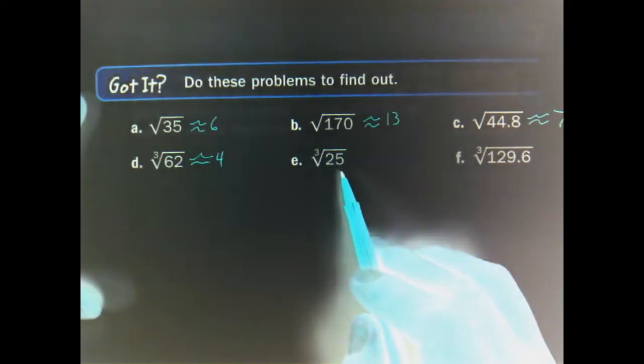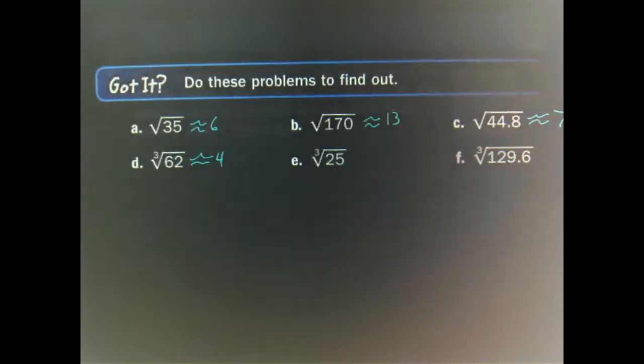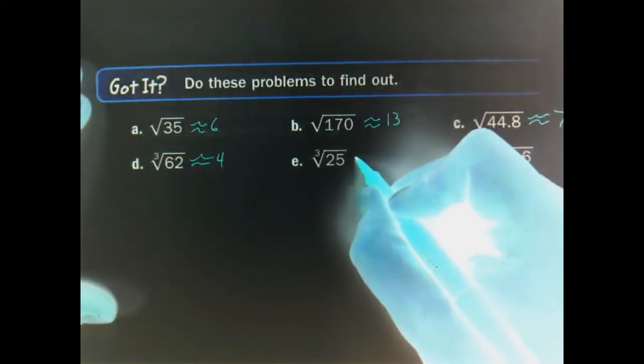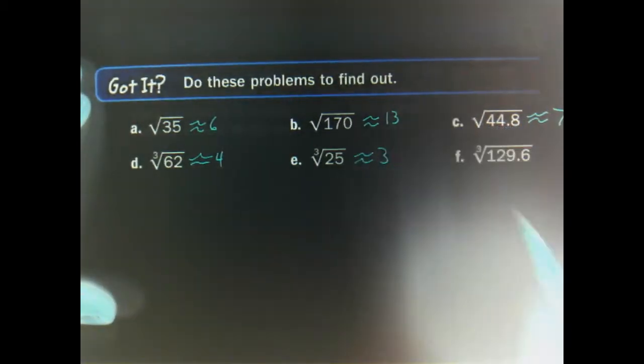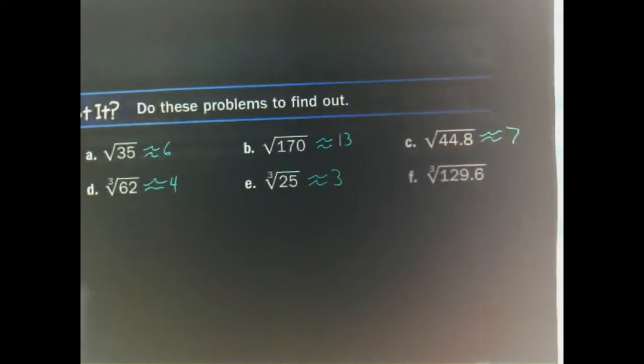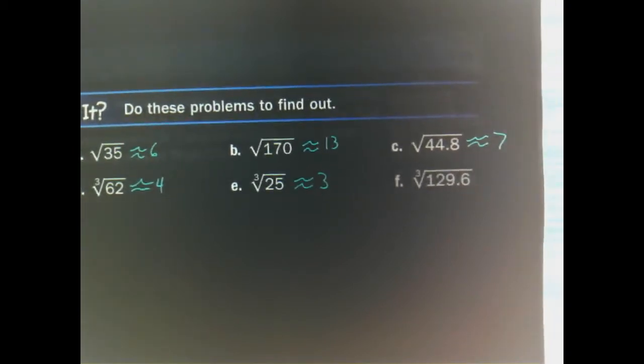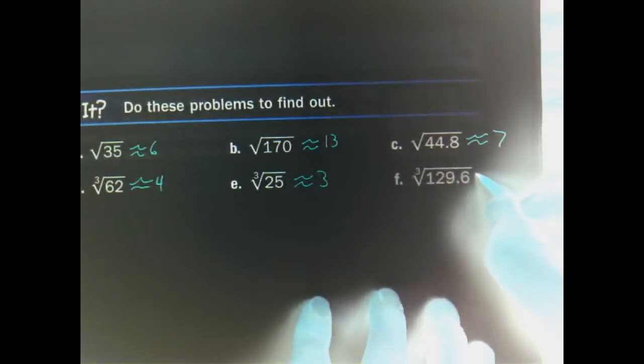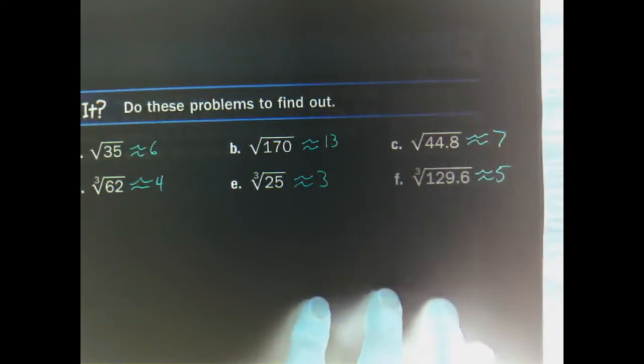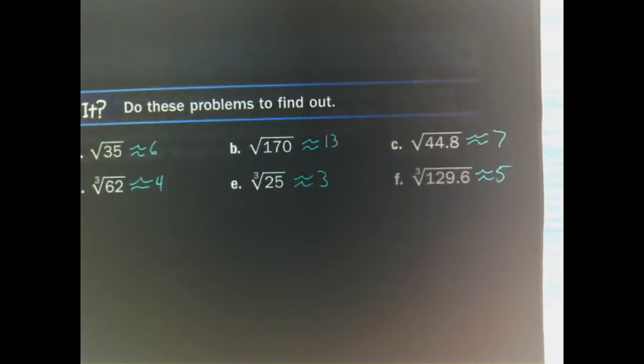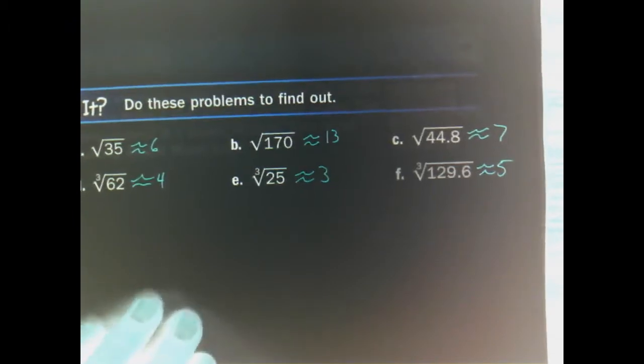Some of you will see this and write down 5, but that would be the square root. We are looking for the cube root. Okay, so the cube root of 25 is close to 27, and the cube root of 27 is 3. And lastly, 129.6. 129.6 is close to 125, which is 5. There are your answers for the Got It section.